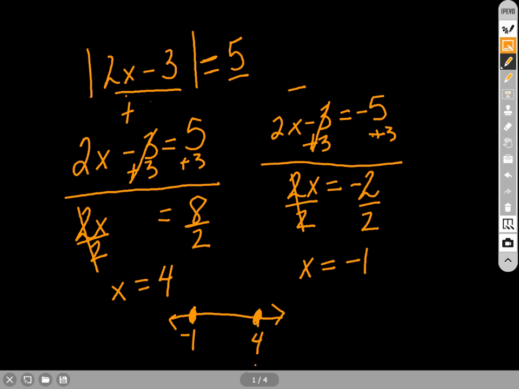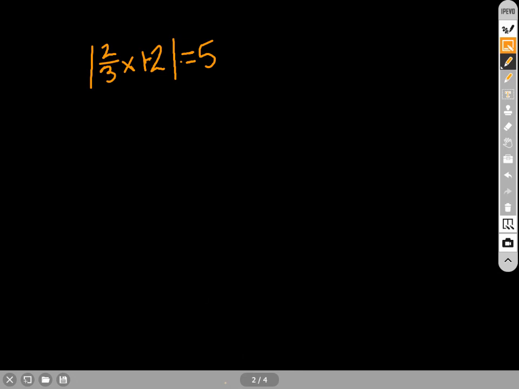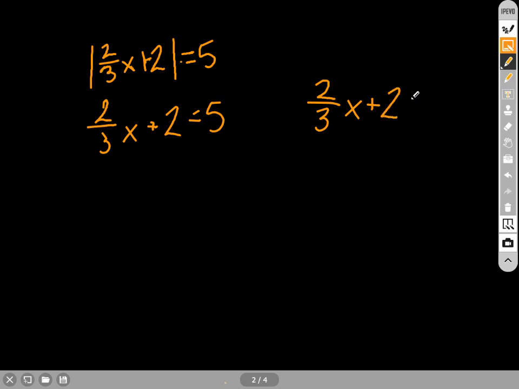All right, let's try the next problem. If you want to pause the screen and try this problem on your own, I invite you to do so. 2/3 x plus 2 inside the absolute value, again, is equal to 5. So 2/3 x plus 2 equals 5. Or it could have been the negative case where 2/3 x plus 2 was a -5, but when I took the absolute value of that, I got +5. So I've got to consider both.